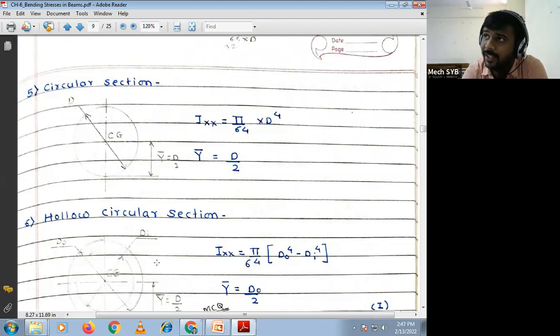Therefore it is symmetrical about x axis. The formula: Ixx is equal to pi by 64 d raised to 4. Sometimes students are writing pi by 64 d cube, pi by 64 d square, pi by 64 d raised to 6. One formula they are developing. So this formula should be at your tip of tongue.